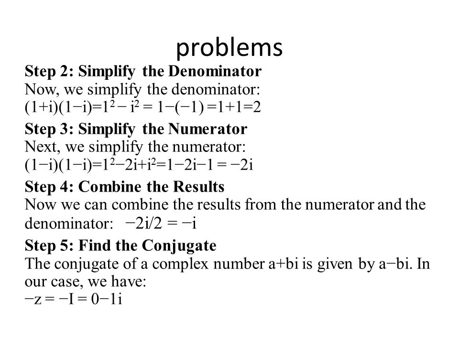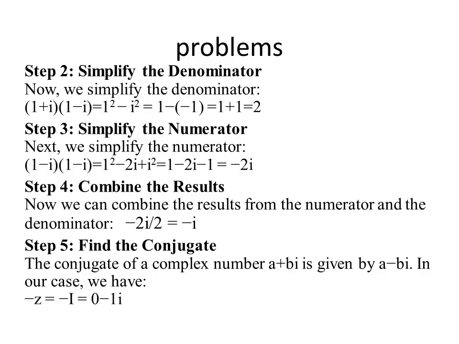After step 1, we move to step 2. In this, we simplify the denominator, that is 1 plus i into 1 minus i, that is 1 square minus i square, that is equal to 1 plus 1, that is 2, because i square is equal to minus 1. After this we simplify the numerator, that is 1 minus i into 1 minus i, that is 1 square minus 2i plus i square, that is equal to minus 2i, because i square is equal to minus 1.